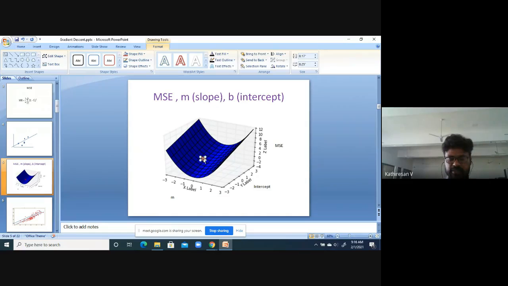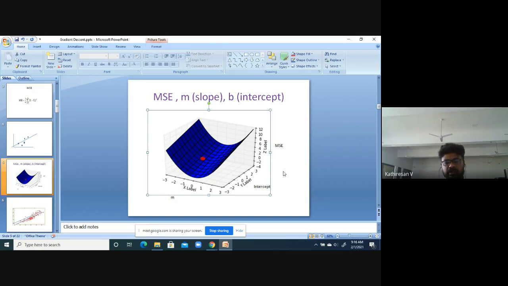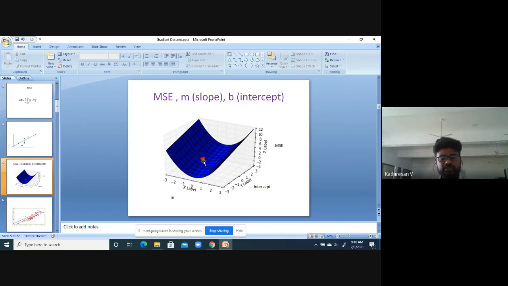In that particular point, we have to take the slope M and the intercept. The slope and intercept are the values that give the perfect line fitted into the data. We can find the exact line fitted into the data with respect to M and intercept. So here we have to find M and intercept. That's how the gradient descent algorithm works.